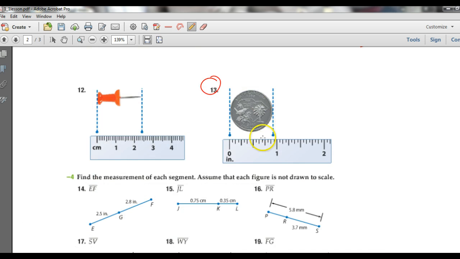Okay, on number 13, we're measuring in inches, and it looks like it's closest to this mark, which is a 16th mark, which is one less than a full inch. A full inch is 16 sixteenths, so we would be at 15 sixteenths.